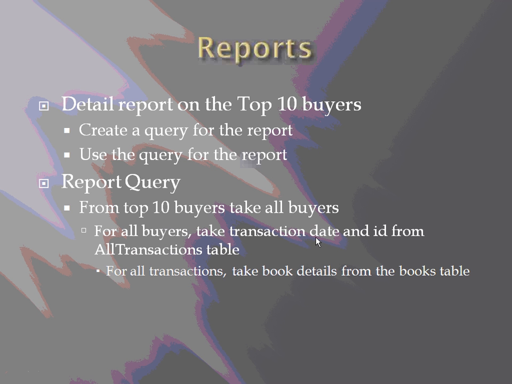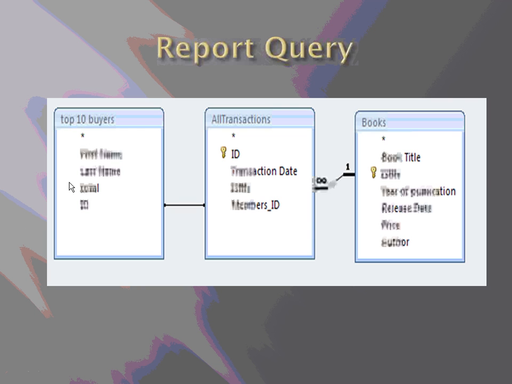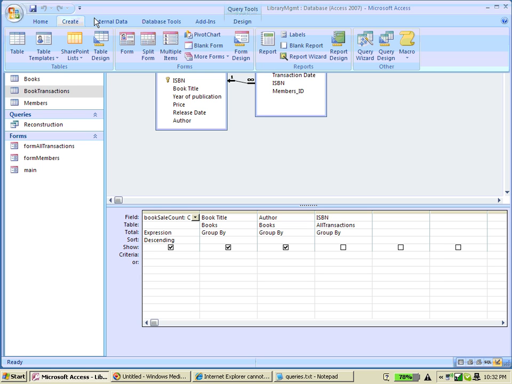Okay, I think transaction only contains date and ID, that's fine. And then for all transaction data we will take book details from the books table. It looks like this: top 10 buyers, all of them. Then for all transactions for these buyers, and then for all these corresponding transactions, we will be taking the books. Okay, let's do it now.